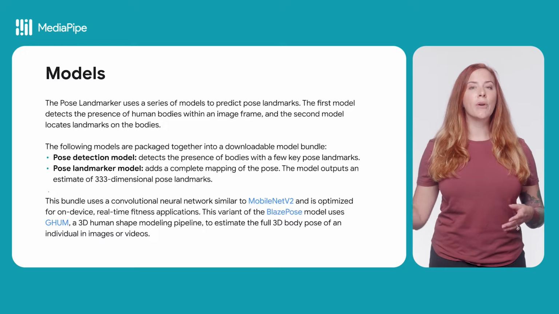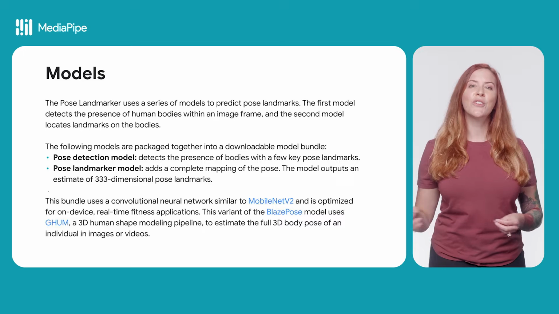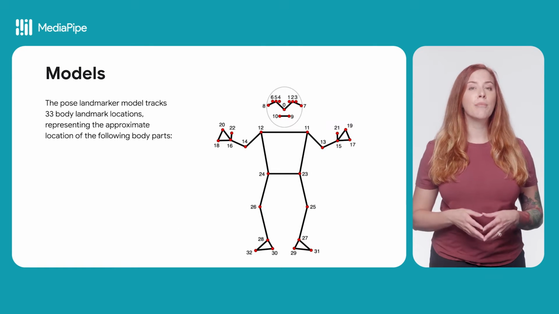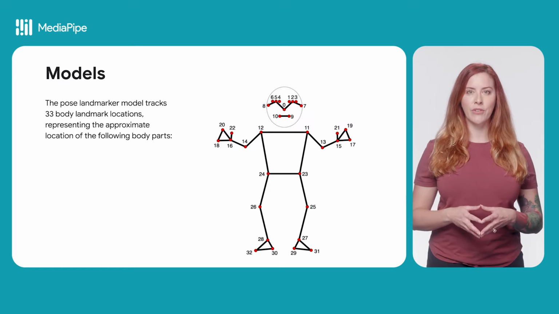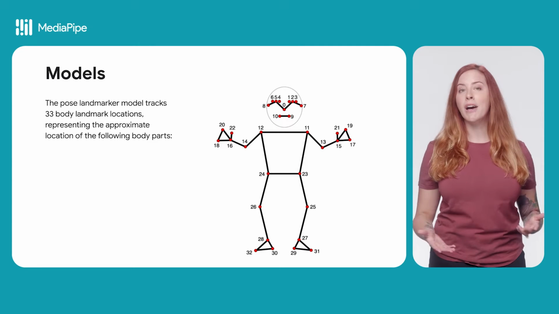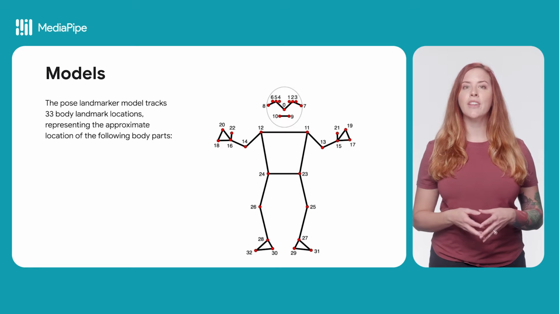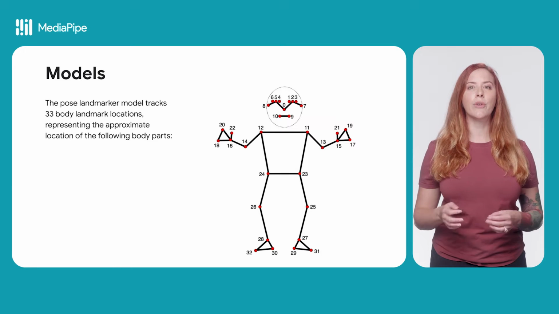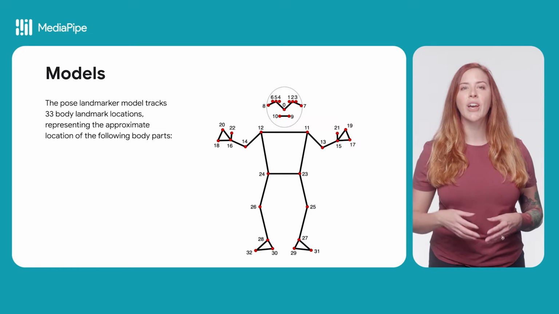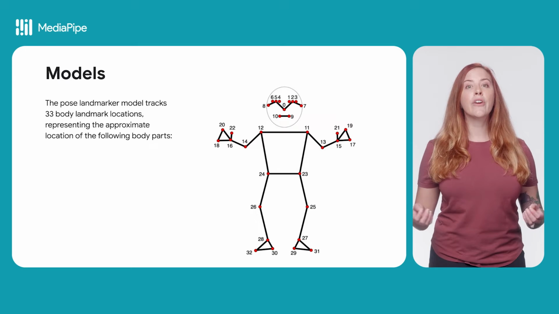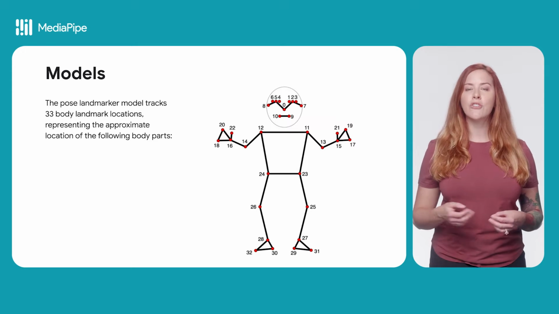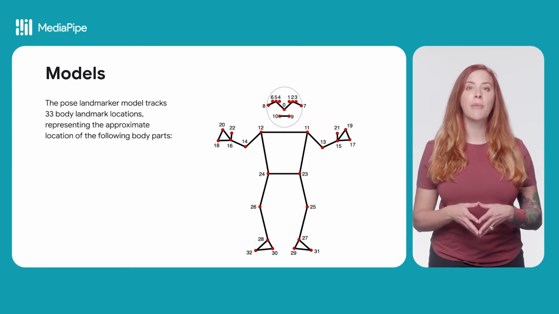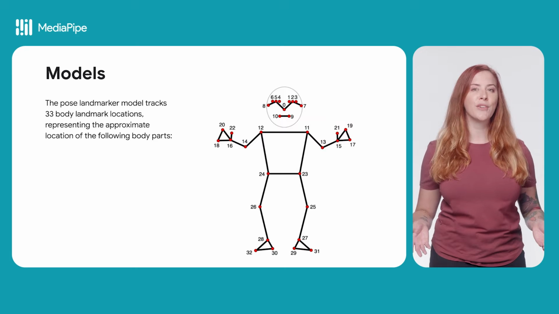To get started using the Pose Landmark Detection task for the web, it's a good idea to know a bit about the Pose Landmarker model. The task uses a model bundle with two packaged models, a model that detects the presence of human bodies within an image frame, and a model that locates landmarks on the bodies. It uses a convolutional neural network optimized for on-device, real-time fitness applications. This variant of the Blaze Pose model uses GHUM, a 3D human shape modeling pipeline, to estimate the full 3D body pose of an individual in images or videos.